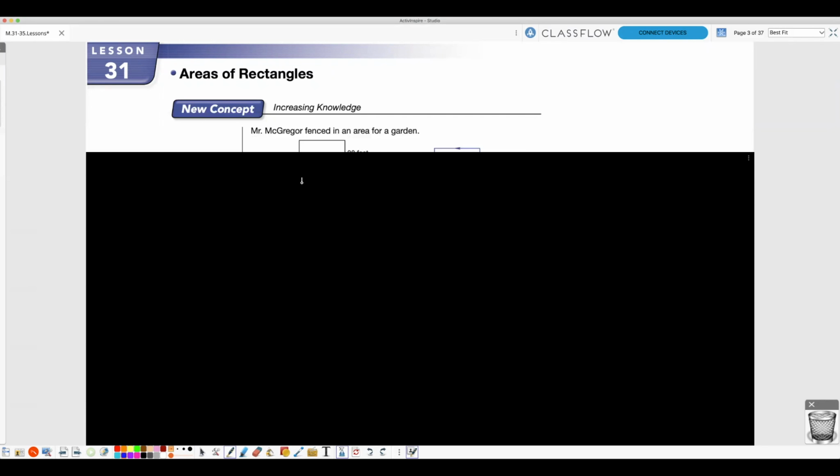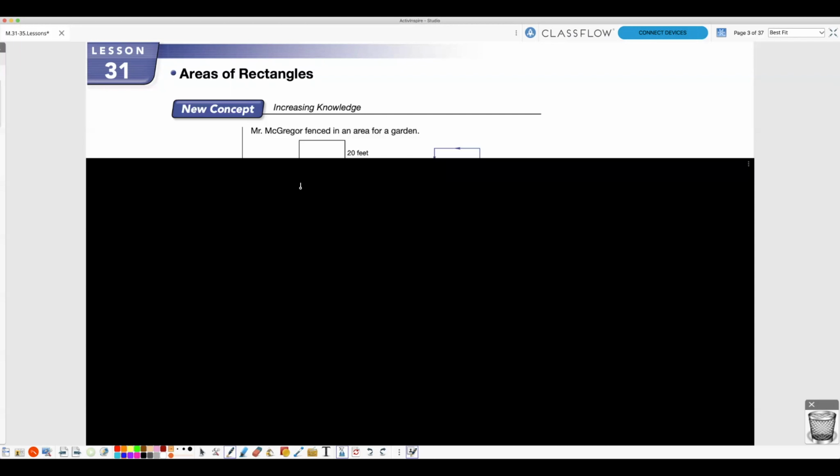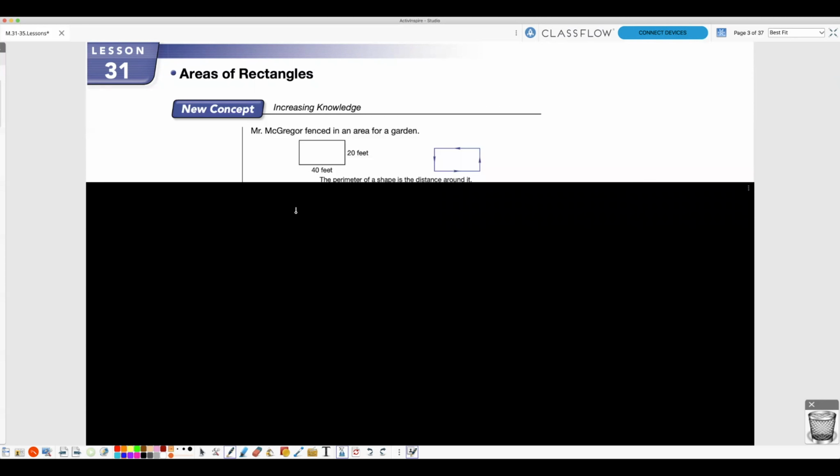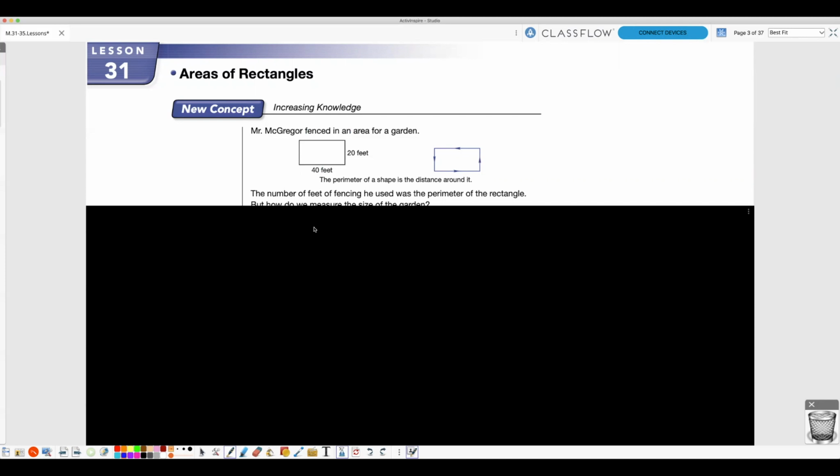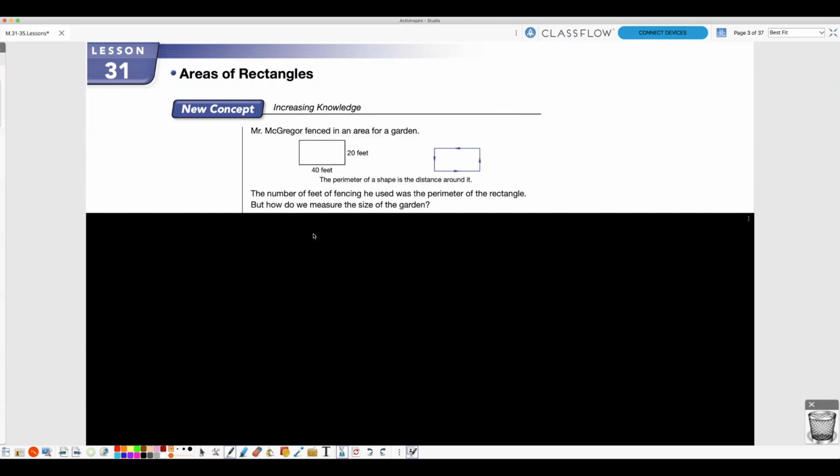It's a new concept, but here we go. Mr. McGregor fenced in an area for a garden. It was 40 feet long and 20 feet wide. The perimeter of a shape is the distance around that shape. The number of feet of fencing he used was the perimeter of the rectangle. But how do we measure the size of the garden on the inside?